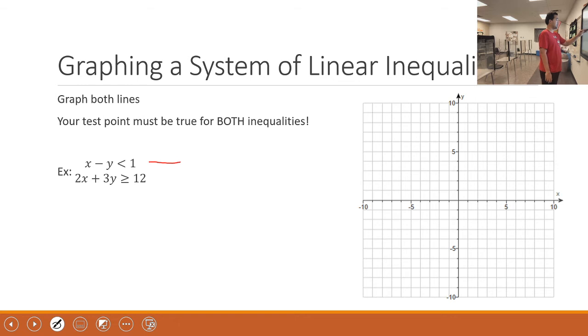So let's rewrite both of these. So here we've got negative y less than negative x plus 1. So y is bigger than x minus 1. So there's line number 1.